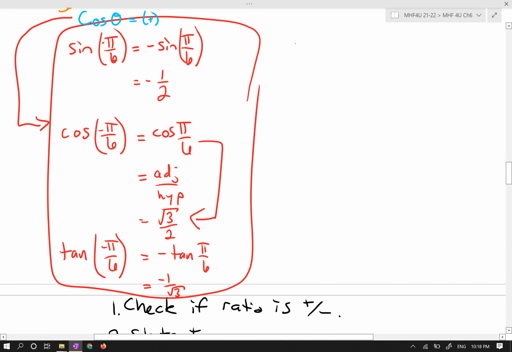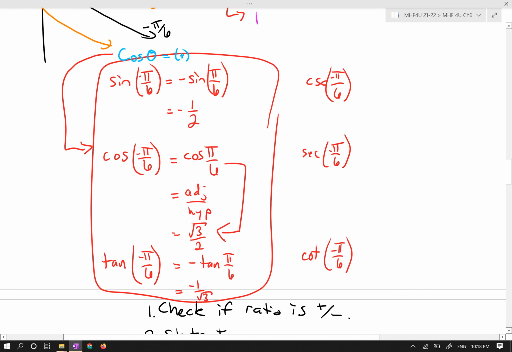You should be able to find as well your reciprocal trigonometric ratios. So we're working with the cosecant of negative pi over 6, the secant of negative pi over 6, and here the cotangent of negative pi over 6. Often the question that you're solving will not ask you to find every single ratio, but I'm hoping this extra practice can help you out. Now, remember, what is cosecant? Cosecant is the reciprocal of sine.